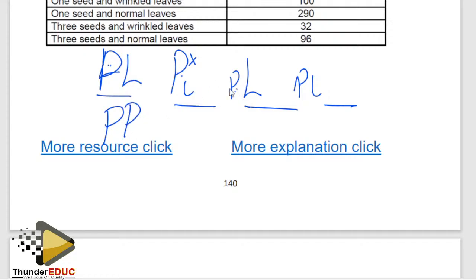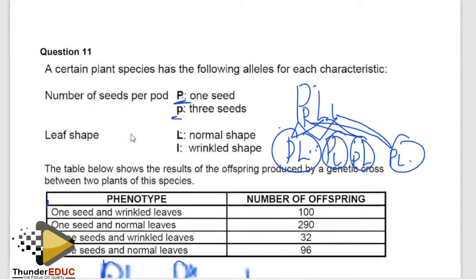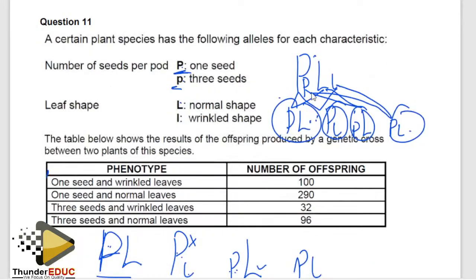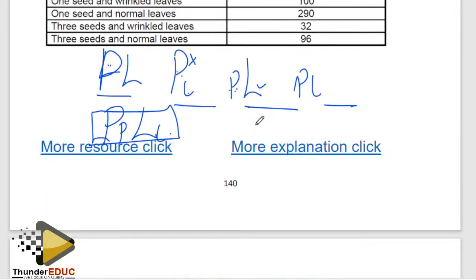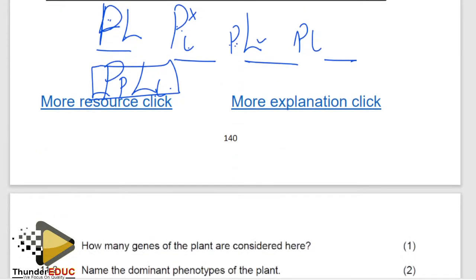But because I have a small p, therefore I will write the small p. Then I go to L, capital L. Do I have another capital L? Yes. Do I have a small l? Yes, I have a small l. Therefore, it's going to go with a small l. Therefore, this becomes the genotype of the parent. Check. It's the same thing. Capital P, small p, capital L, small l. And then when you come here, it's capital P, small p, capital L, small l. So that's how you can identify that.